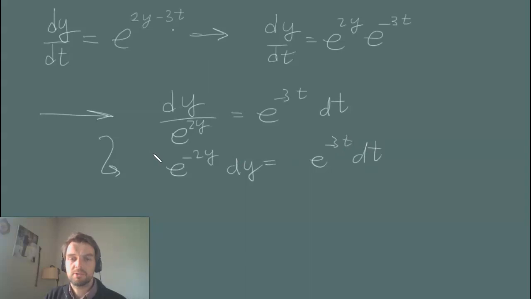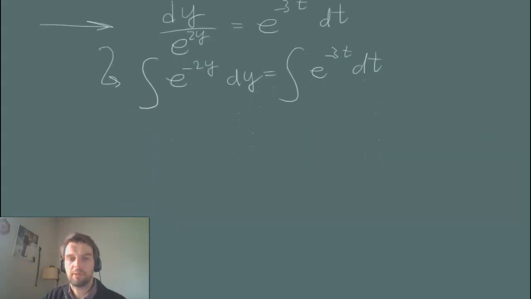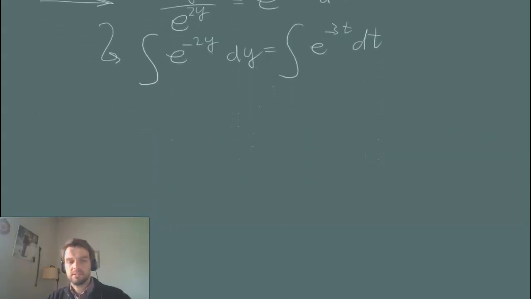And what we want to do is to take an integral of both sides. That's really the whole goal, why we want the dy multiplying everything on the left and the dt multiplying everything on the right, so that we can take an integral of both sides.